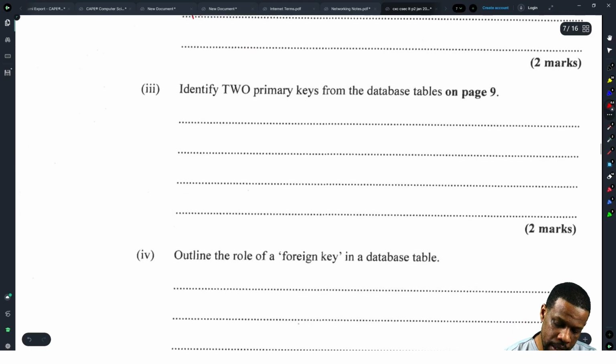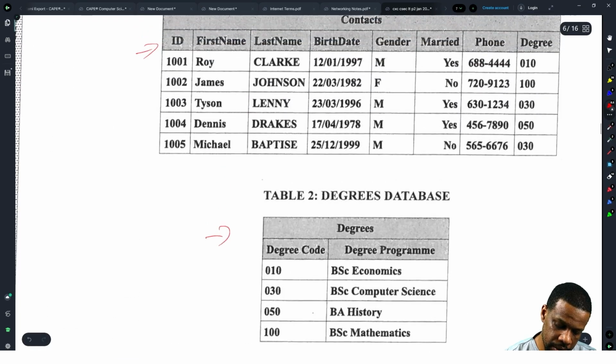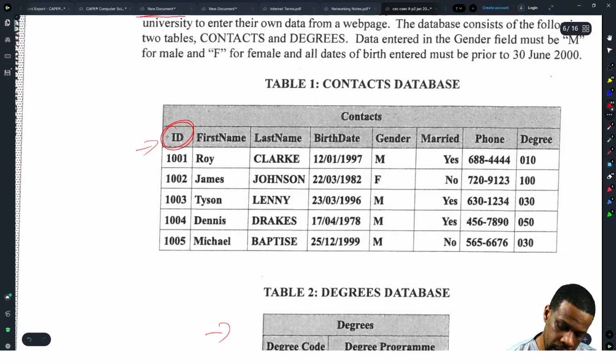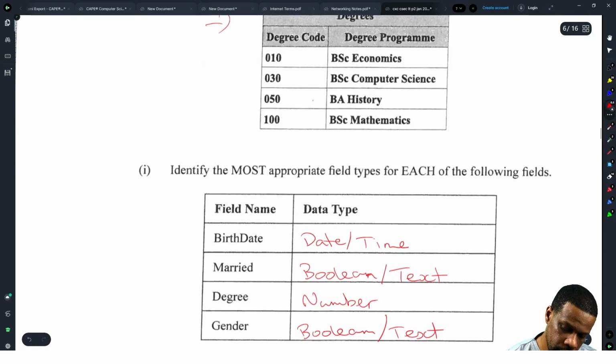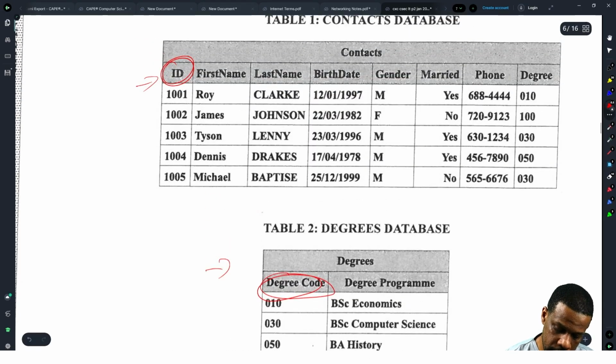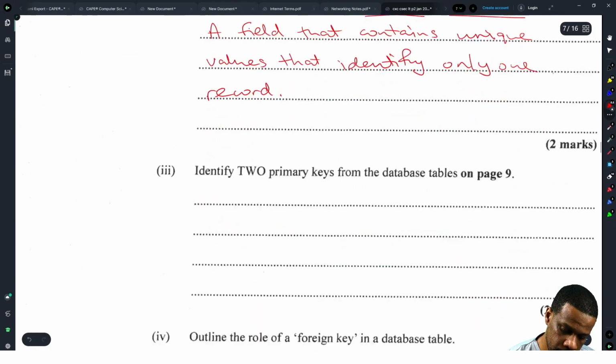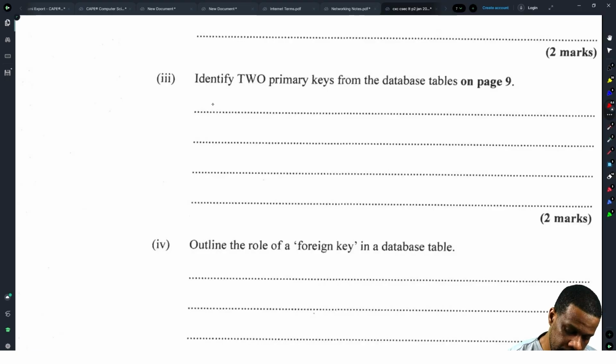Right, identify 2 primary keys from the database tables. The primary key in this table here would be ID for sure, and this one here will be degree code. Both of them can't be duplicated. Yeah, so ID and degree code.